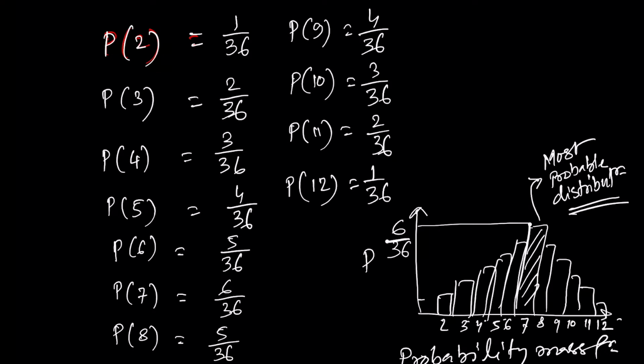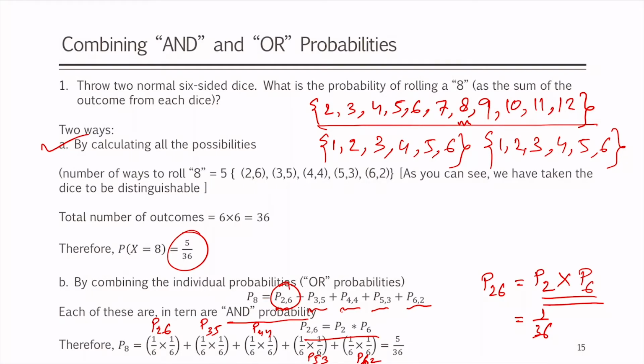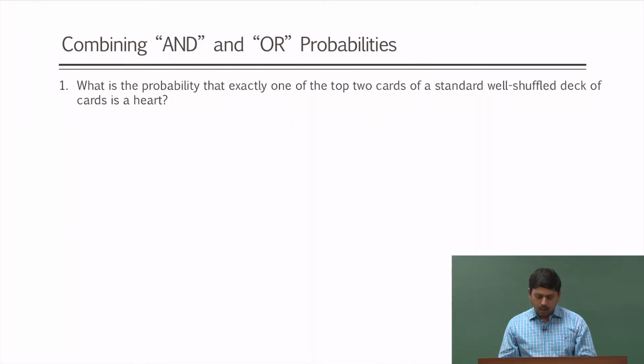So, for all those distributions, getting a 2 has some probability, but getting a 7 is most probable. So, that is what we got from this particular exercise. Now, let us do one more, with all the probabilities combined.